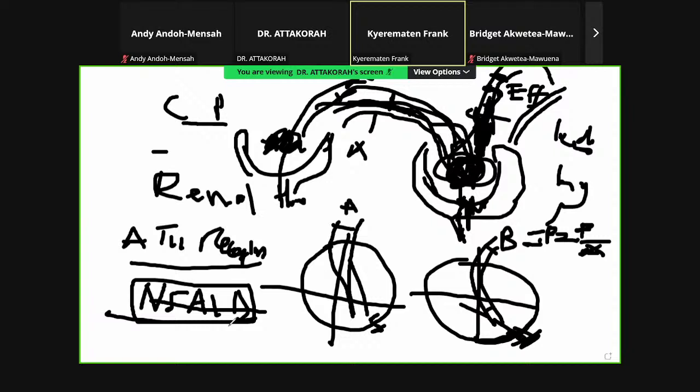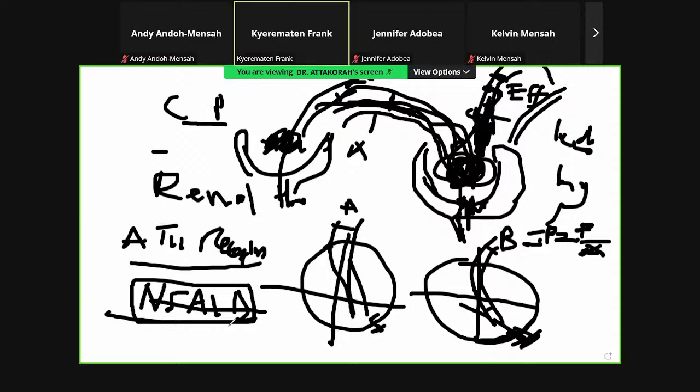Please, it's through the inhibition of prostaglandin synthesis. Prostaglandin E2 is known to cause vasodilation of the afferent artery. And since NSAIDs inhibit the production of these prostaglandins, there is going to be an inhibition of the vasodilatory effects of the prostaglandins.